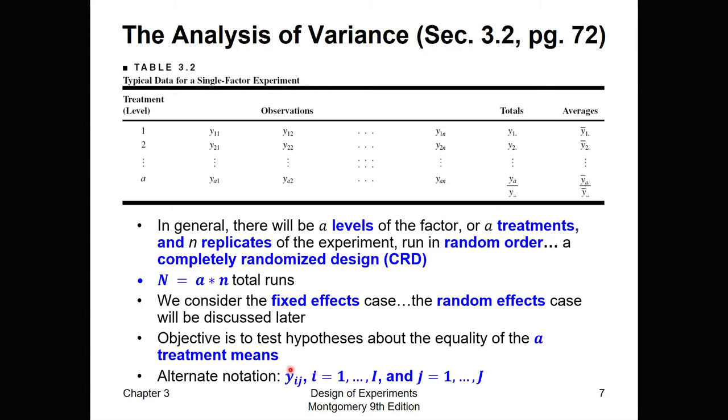So again, the alternate notation here is for y sub ij. The i, instead of going from 1 to little a, which is what it is in the book's notation, goes from 1 to capital I, and j goes from 1 to capital J. So this is an alternate notation that I tend to prefer because it aligns the notation of y sub ij with the maximum value that those could have.